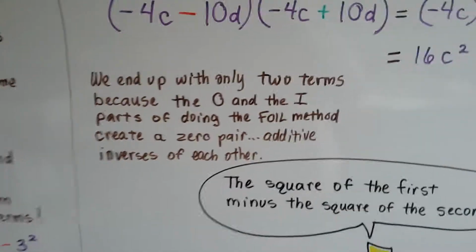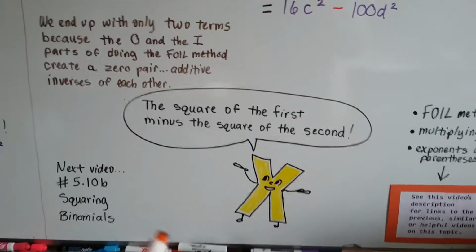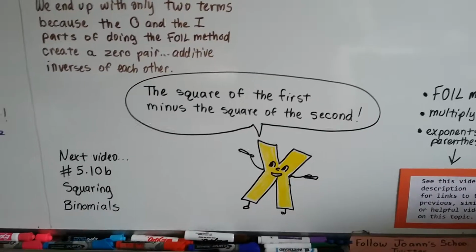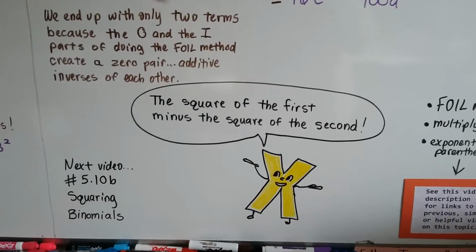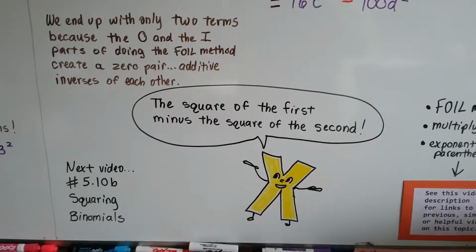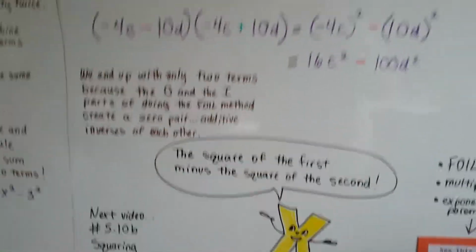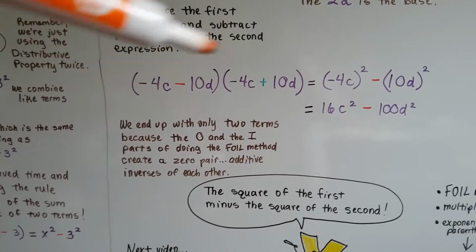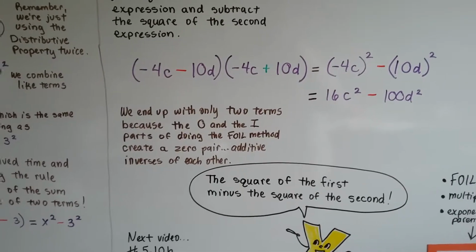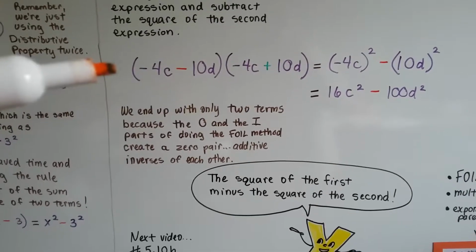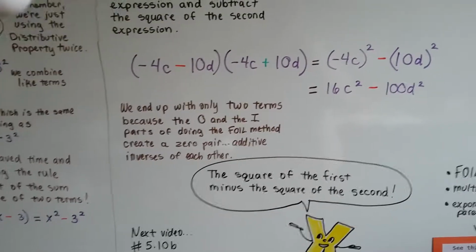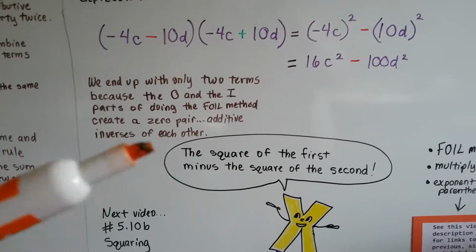So if you can remember this or write this down, the square of the first minus the square of the second, okay? That's what you need to remember, the square of the first minus the square of the second when they're the same except for operation signs, okay? So for binomials, multiplying a sum and a difference is the square of the first minus the square of the second, all right?